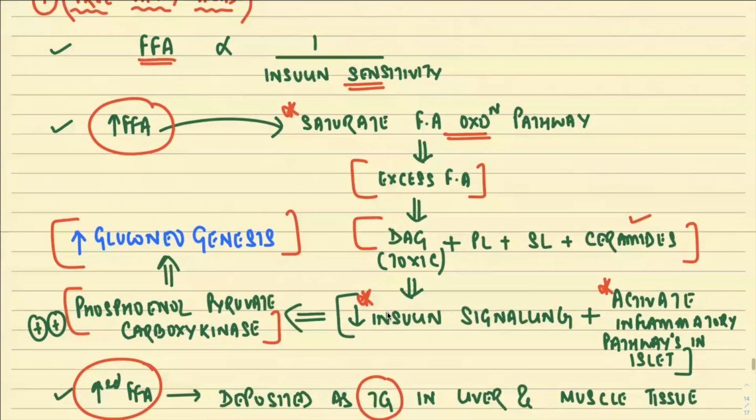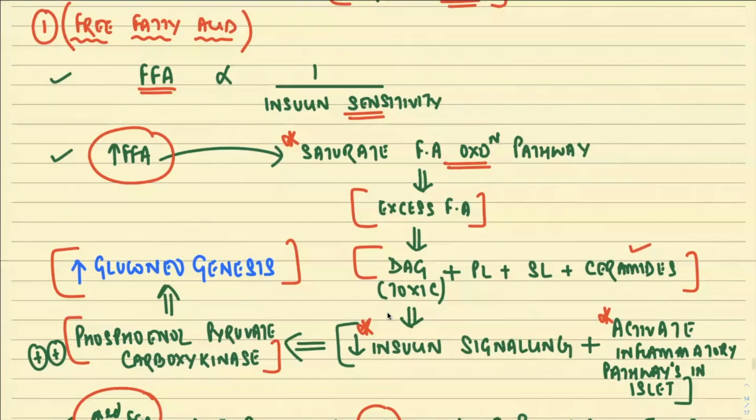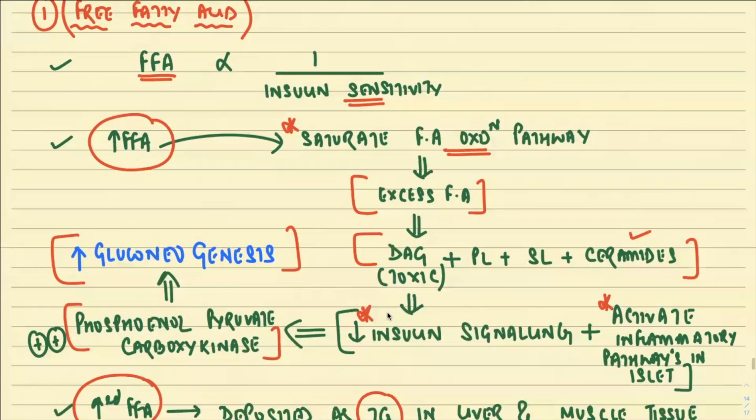So this is how obesity is leading to insulin resistance, increasing the levels of glucose in the body, as we see in this particular pathway.